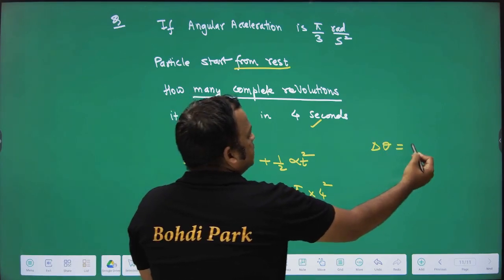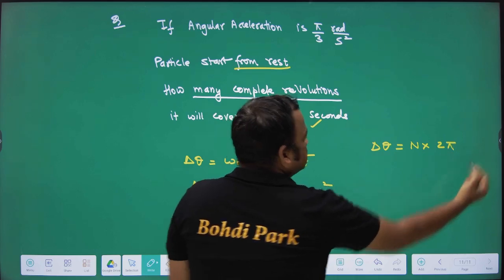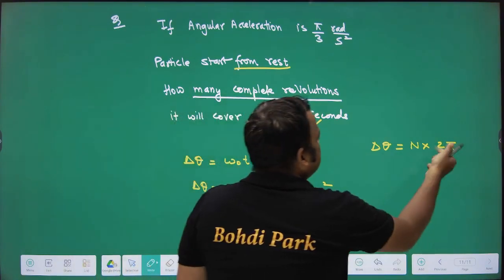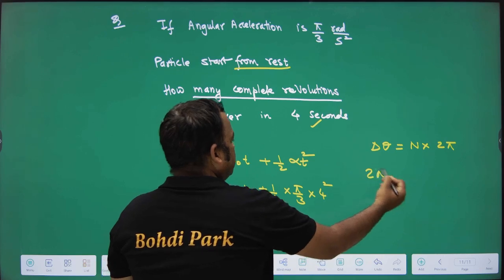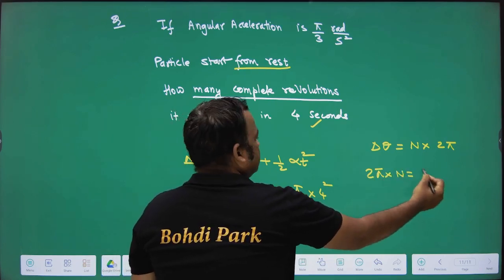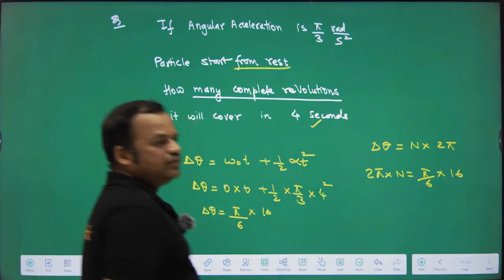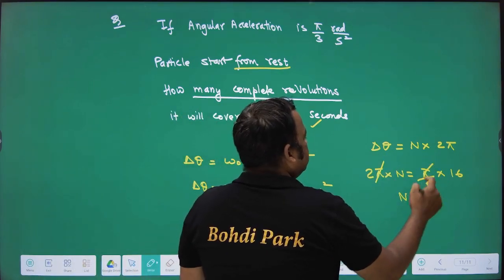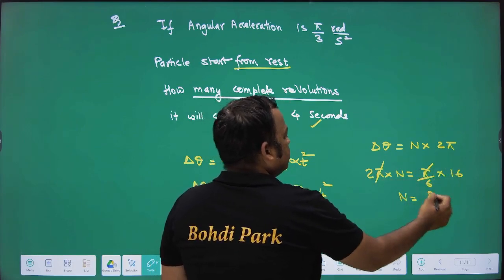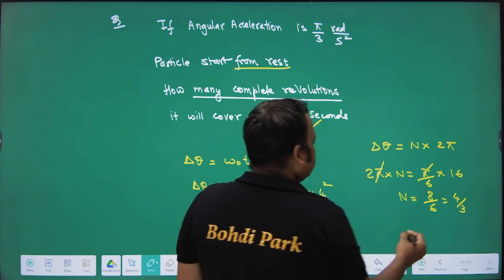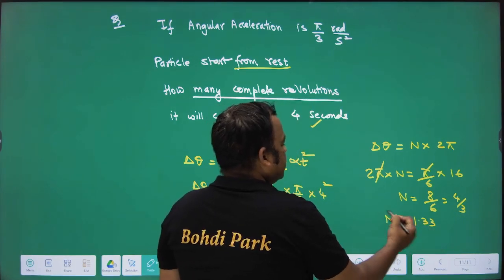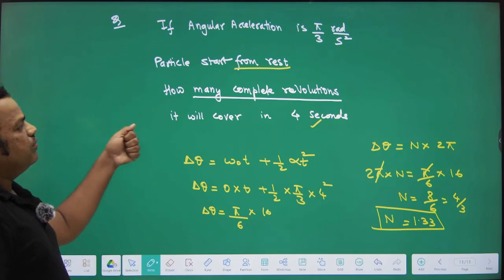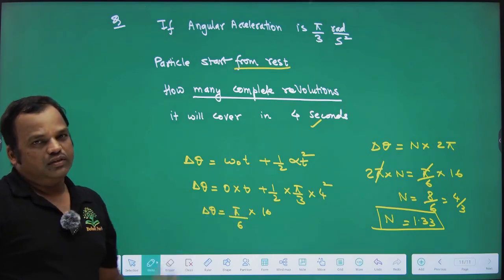Now we will replace delta theta with n into 2 pi, because when n revolutions are there, the angle covered will be n times of 2 pi. So we have 2 pi into n is equal to pi by 6 into 16. Pi cancels, and again we cancel by 2, so n will be equal to 8 by 6, or that is 4 by 3, so that is 1.33. So n is equal to 1.33 revolutions. If they are asking how many complete revolutions are there, the answer will be 1.